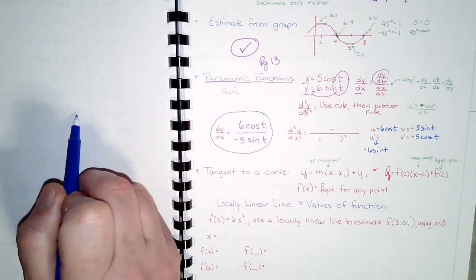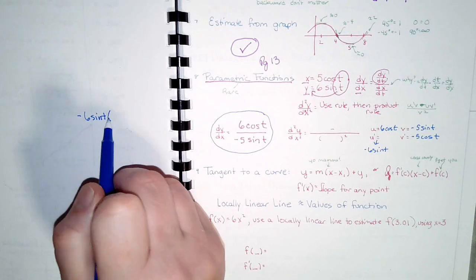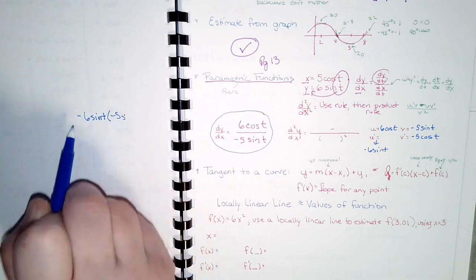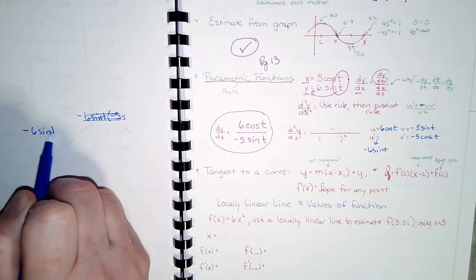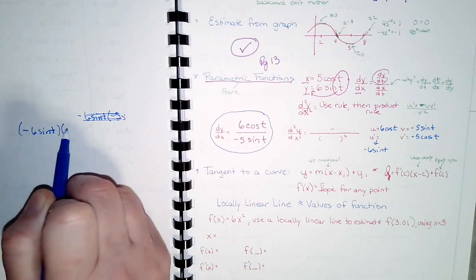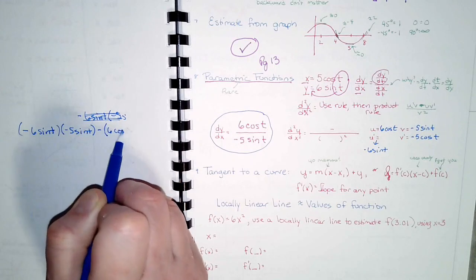Let's spend time on the next one, which is a local linear line to estimate f of 3.01. They want us to put the line at x equals 3. So if x equals 3, I know that f of x is 6x squared. I know that f prime of x is 12x. That means that f of 3 is going to be 3 squared, which is 9, times 6, which is 54. I know that f prime of 3 is going to be 3 times 12, which is 36. Hopefully I got that right.